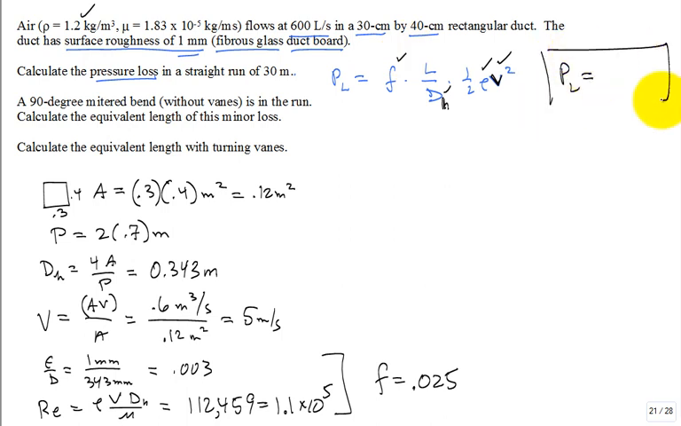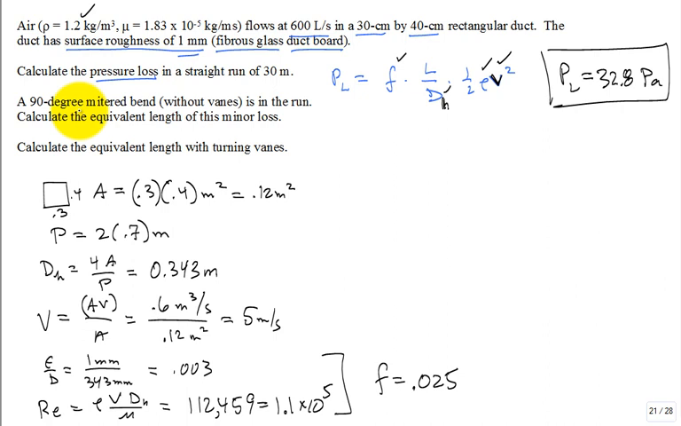And the pressure loss will be in units of Pascal. So that's a straight run of 30 meters on this duct. 32.8, 33 Pascal. If your friction factors only go to 2 digits, don't get the pressure loss to 3, right? Kind of, but anyway, there's 33 Pascal.